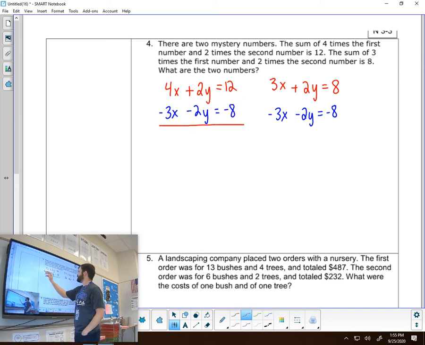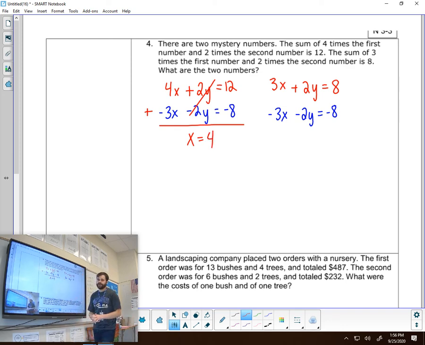We're going to add these together. The y's are going to cancel. 4x minus 3x is x. 12 minus 8 is 4. Just like that, we have solved for what my first number is. My first number is 4. That was easy. But now let's take that x equals 4, plug it back into my original equation.